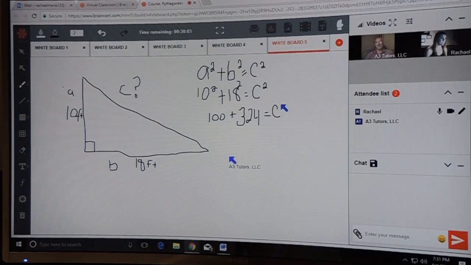Would this be C squared or just C? It's going to be C squared. We don't know what C is, right? That's what we're trying to find out. We're trying to find C, the distance, not C squared, but C. So let's continue to solve this equation. What will we do next? We would add these two together. Okay, very good. So go ahead and do that and write it out.